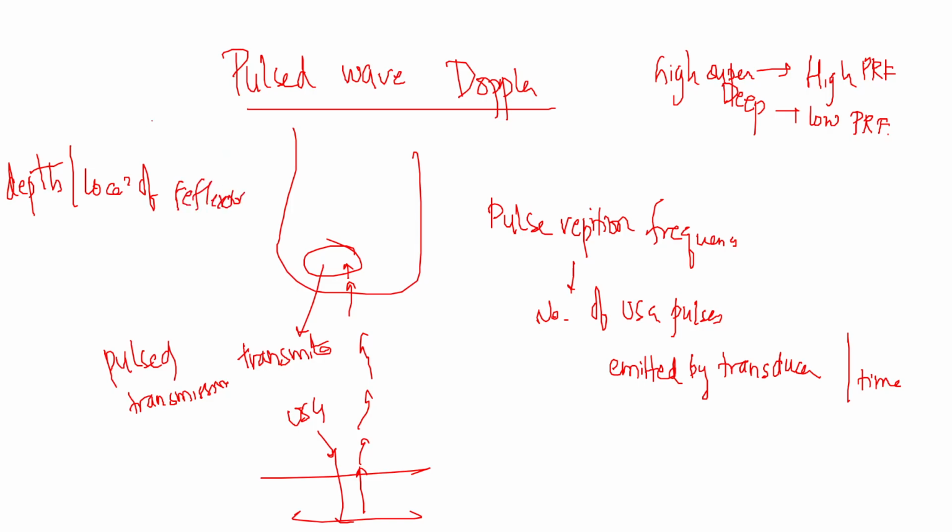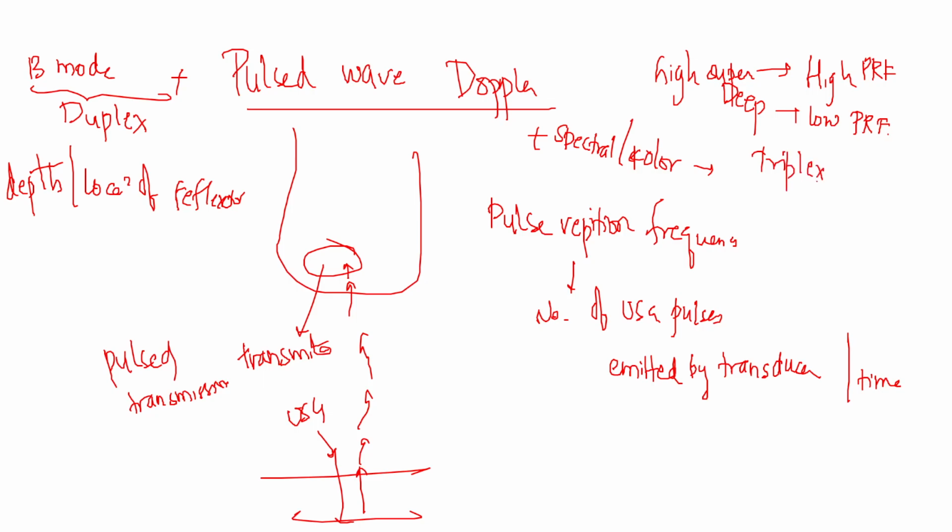Whenever this pulsed wave Doppler is combined with B mode imaging, we call it duplex scanning. If pulsed wave Doppler with B mode is combined together with a spectral or color Doppler, then we call it triplex scanning.